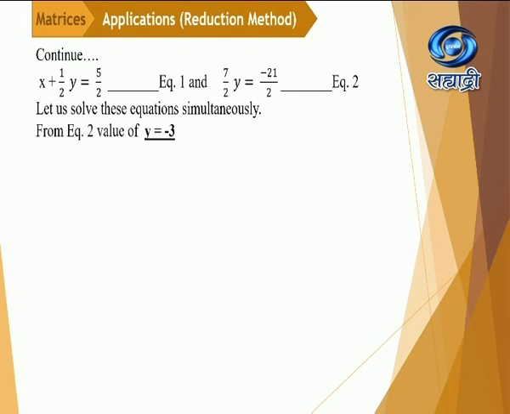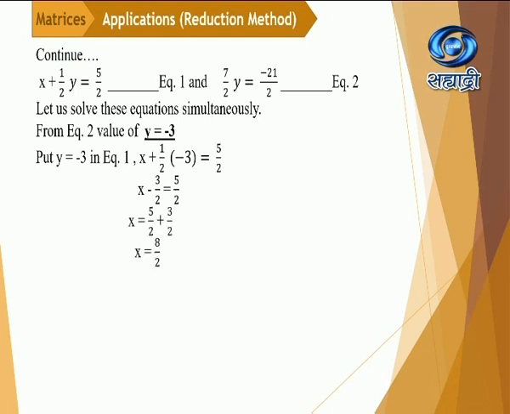From equation number 2, the value of y is y equal to minus 3. Substitute y equal to minus 3 in equation number 1 and solve for x. So here is the value of x. x is equal to 5 by 2 plus 3 by 2, and x is equal to 8 upon 2. Therefore x is equal to 4, and the system has the solution x equal to 4 and y equal to minus 3. So this is nothing but the reduction method.